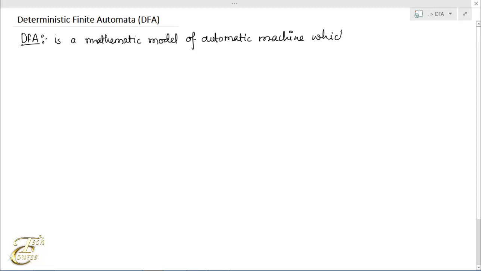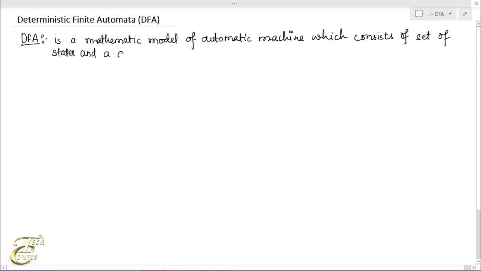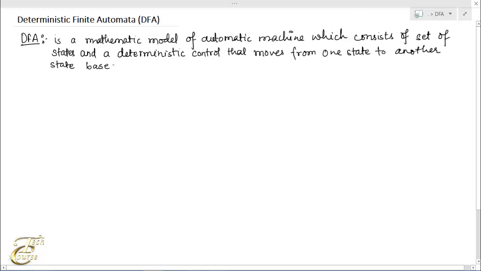Let's get started. A deterministic finite automaton, DFA, is a mathematical model of an automatic machine which consists of a set of states and a deterministic control that moves from one state to another based on the input symbol and state. Here, deterministic control means the movement is fixed.